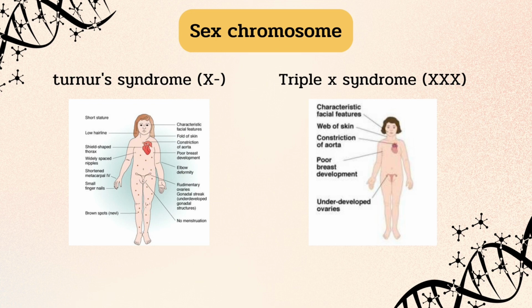Triple X syndrome. Babies with triple X syndrome are girls because they have an extra X chromosome; usually, girls only have 2 X chromosomes. Asymptomatic, able to have children. Some people may have learning disabilities, have trouble speaking or with language, or have intellectual disabilities.